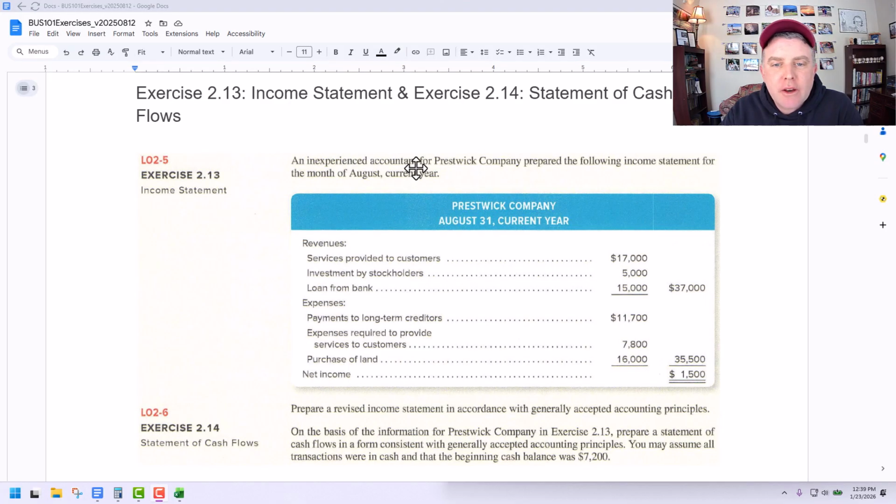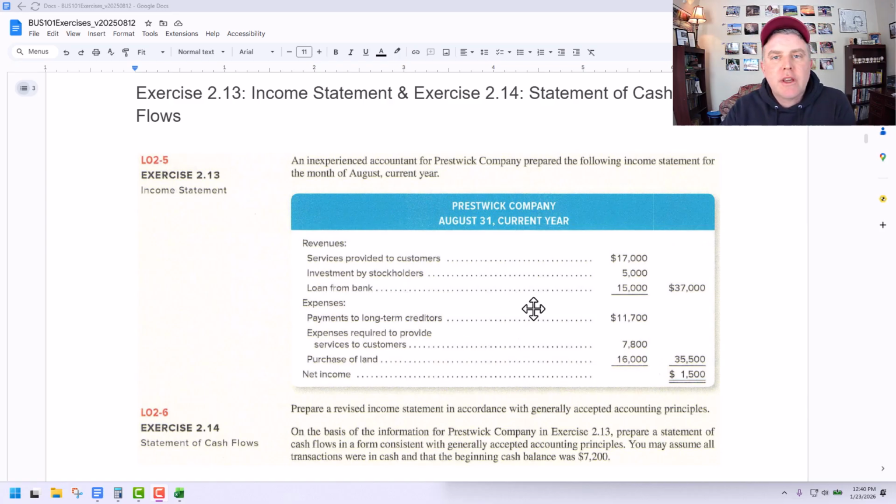An inexperienced accountant, there's that pesky Villanova accountant popping up again. An inexperienced accountant for Prestwick Company prepared the following income statement for the month of August in the current year. We have some information here in the table of what they pulled together. So our job is to prepare a revised income statement in accordance with generally accepted accounting principles.